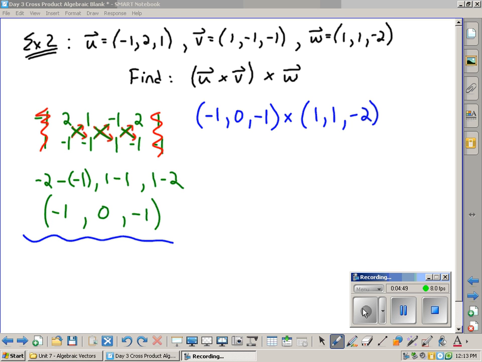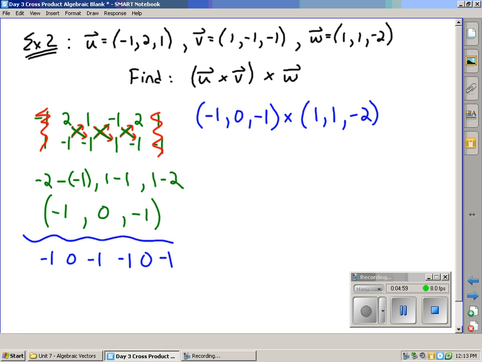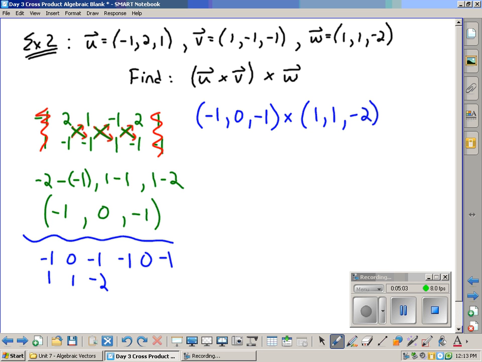So hopefully you've had a chance to try them and compare your answer. I'll just go over it quickly. So in our second cross product, it's -1, 0, -1. Write it down twice. And our new vector is w, so 1, 1, negative 2, 1, 1, negative 2. Scratch these out, scratch these out.